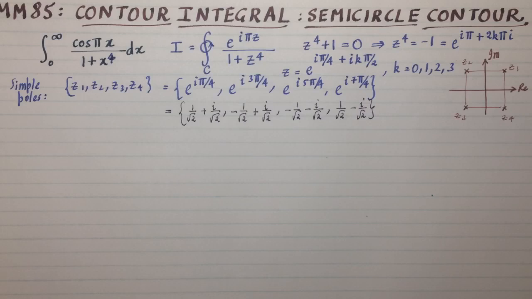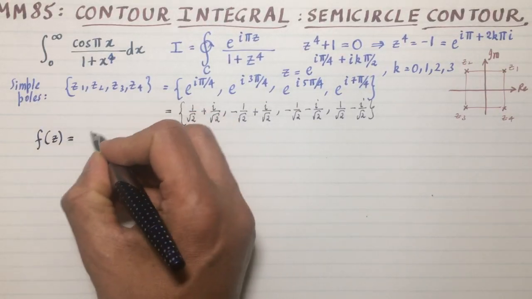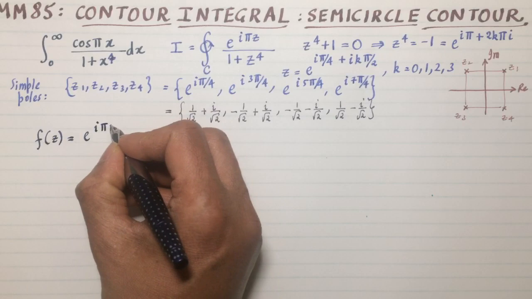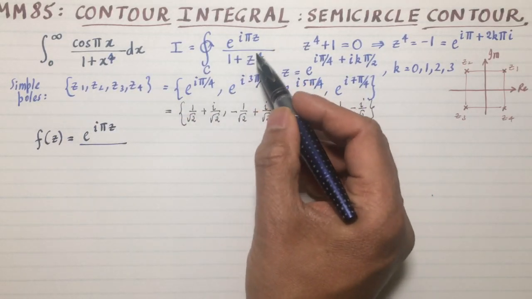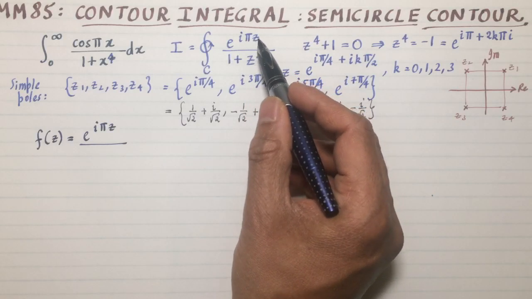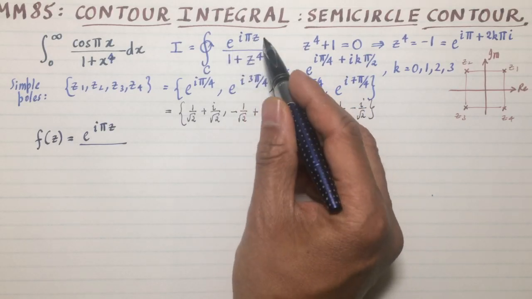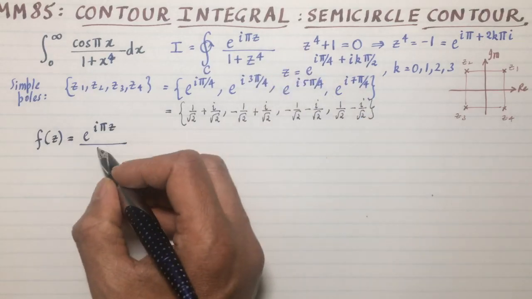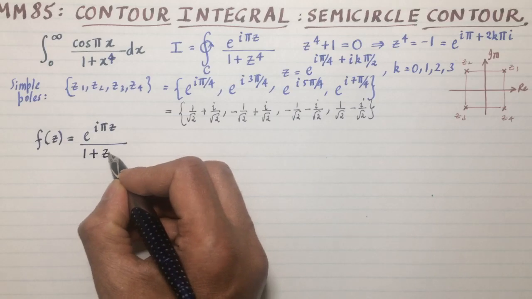So now all we have to do is apply the residue theorem and things will go nicely. So let f of z be equal to e to the I pi z. Observe that when I deduce the pole structure, I also have to check if the numerator vanishes anywhere where the denominator vanishes. It does not, because then the pole structure would be more complicated. So that's 1 plus z to the power 4.